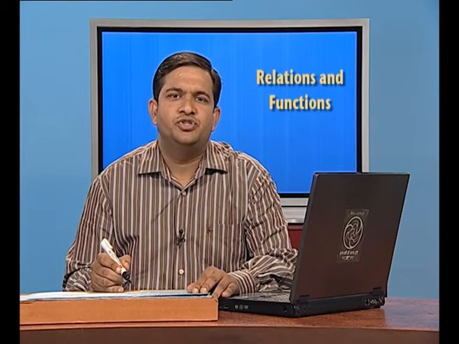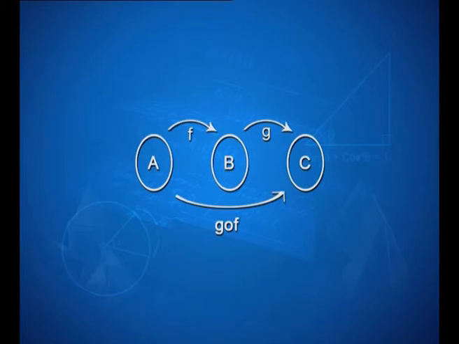Next is composition of functions. Let f be a function from A to B, and g be a function from B to C. This implies g o f is a composition from A to C such that (g o f)(x) equals g of f(x) for all x belonging to A. Composition of two functions g o f is defined if the range of f is a subset of the domain of g.